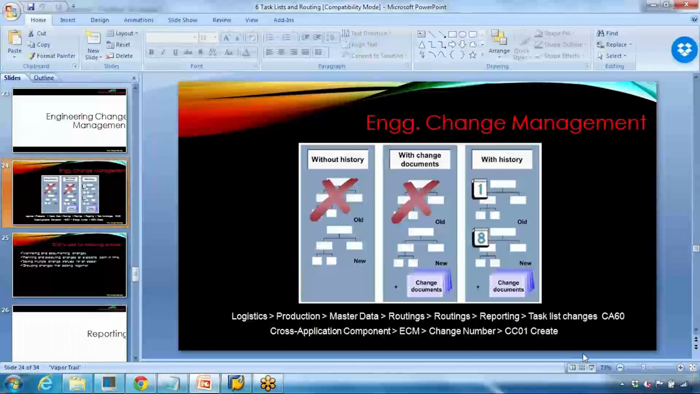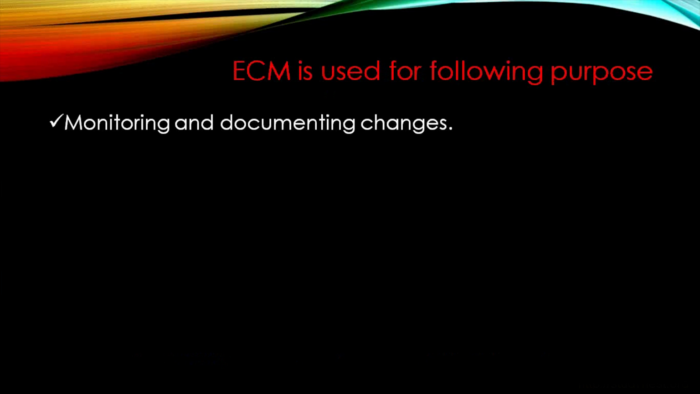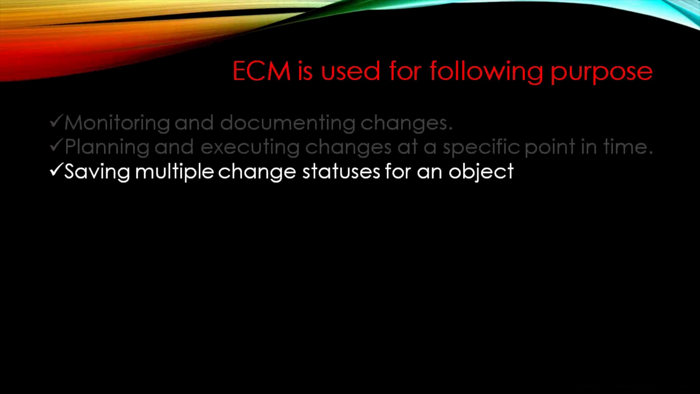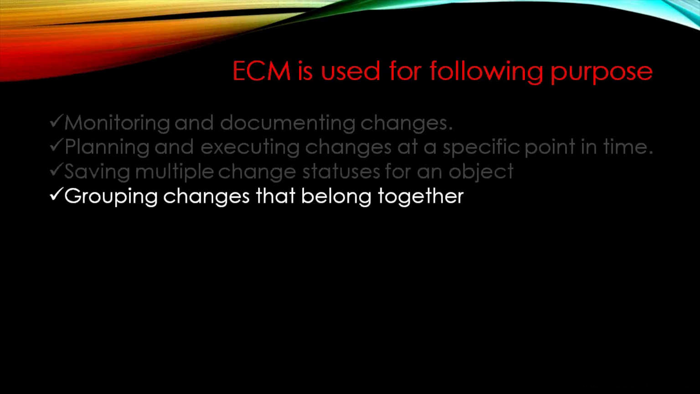Okay, now we're going to talk about, ECM is used for the following purpose. What is the use of ECM? Engineering change management. So monitoring and documenting changes, planning and executing changes at a specific point in time, saving multiple change status for an object. So not only one change, you can make more than one change for an object. Grouping changes that belong together. So you can group changes that belong together.